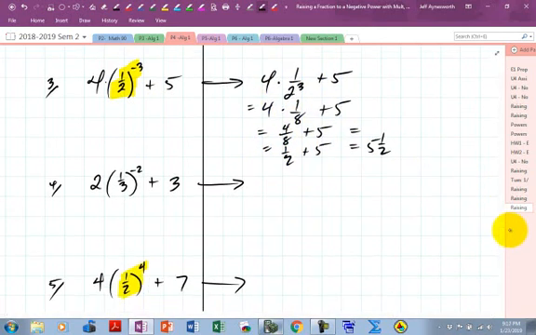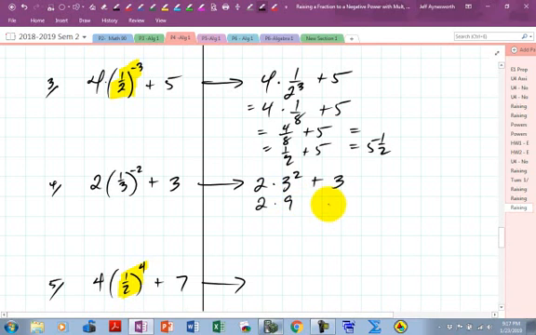Okay, try number 4. Okay, on this one we have 2 times 1. Ooh, back up here. Got to reciprocate 1/3 to get 3, and then raise it to the second power, and then add 3. So this gives you 2 times 9 plus 3, which is 18 plus 3, or 21.